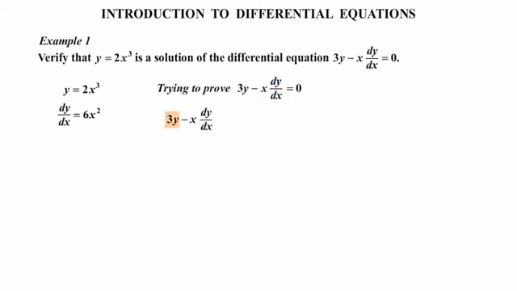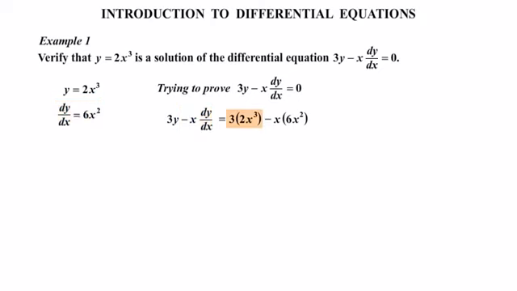First of all, our 3y. We can see there that y is equal to 2x cubed. So we sub that in and it gives us 3 times 2x cubed. Now we'll minus x times dy/dx. And we can see here dy/dx is equal to 6x squared. So subbing that in, we're minusing x times 6x squared.